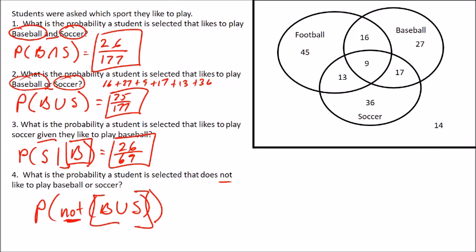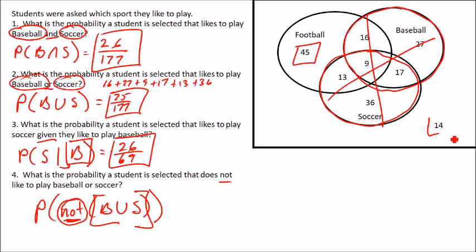Now, kind of like up here for the baseball or soccer, that's everybody in baseball and everybody in soccer. But now, for the not part of it, that means not those people, everybody else. So none of these people are included. Everybody else. So these people and these people over here. So 45 and 14, so 59 out of 177. And there's some simple problems on Venn diagrams.